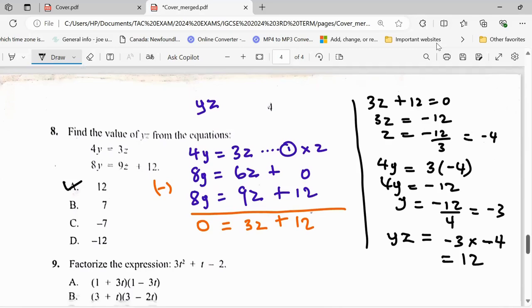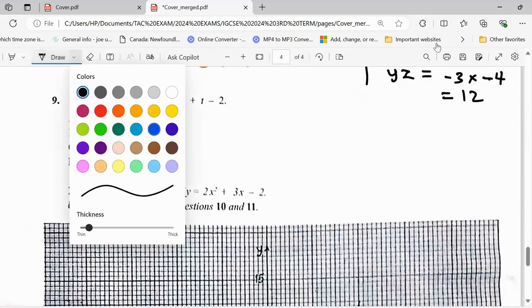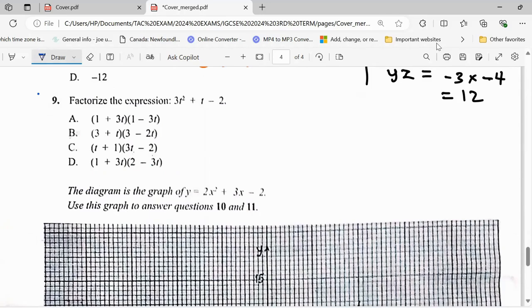So I proceed to question number 9. I want to factorize what we have here. We have 3t squared plus t minus 2. Now, if I multiply this and this together, that is going to give me 3 times minus 2. That gives me minus 6.